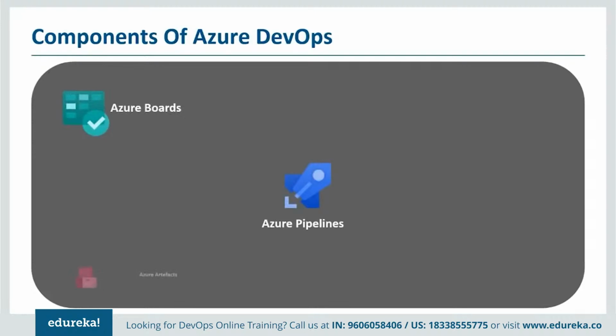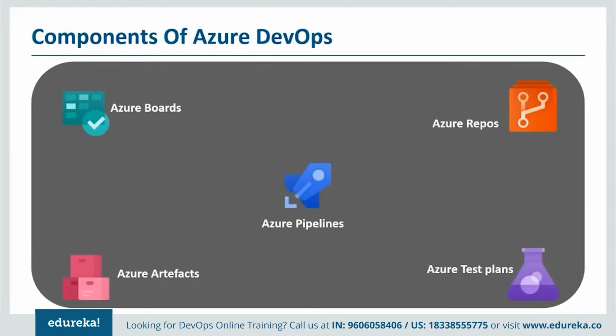So there are 5 different components which are available as part of Azure DevOps. First thing that we need to know is about Azure Boards. There are people who come from the Scrum background. They are coming from the project management background.